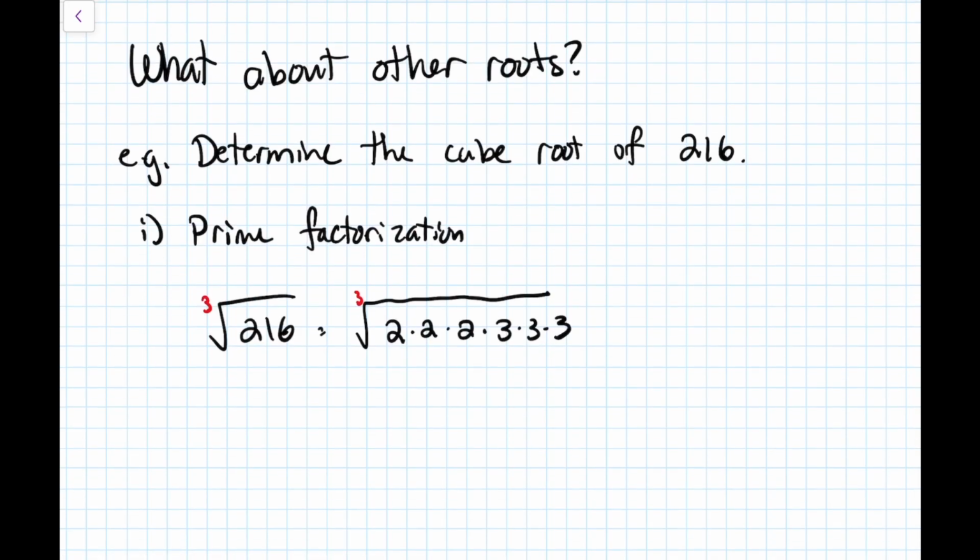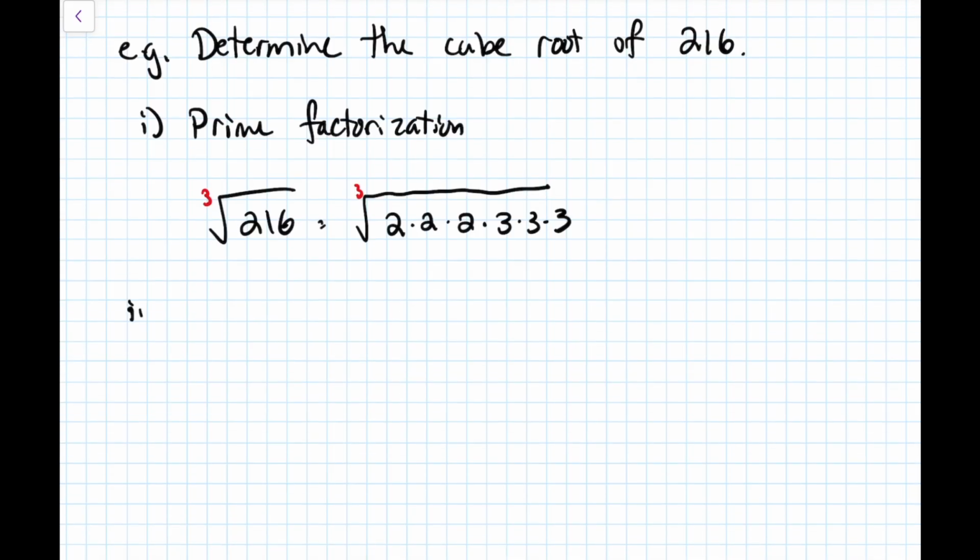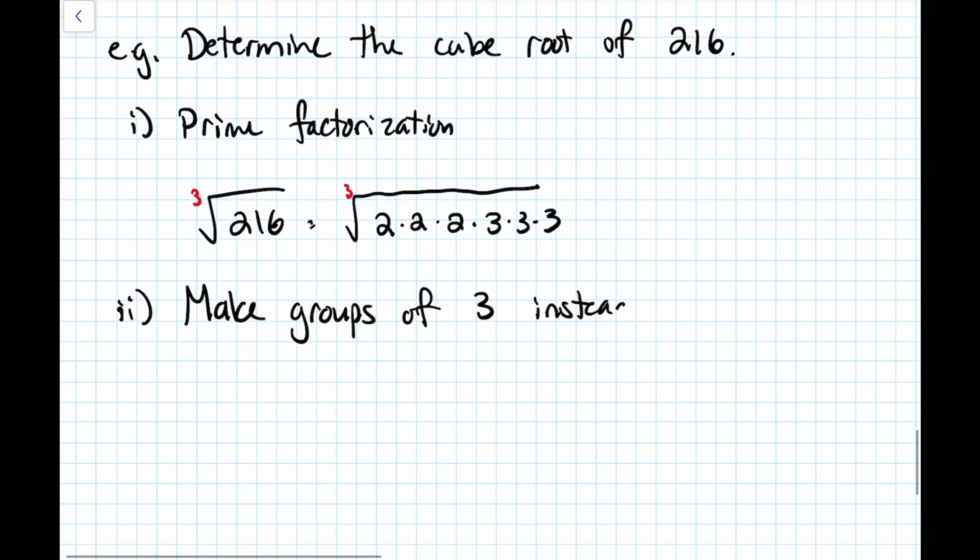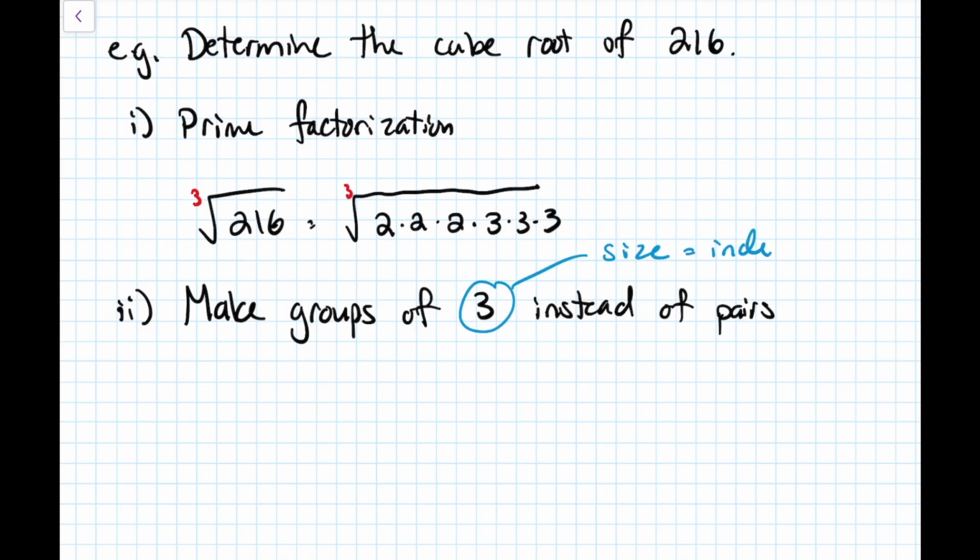And here is where the only real difference in this process happens, and it's a really small difference. You can probably even guess what it is. We're still going to make groups, but instead of making pairs, we're going to make groups of 3. And that extends to any other kind of root. You just make groups based off of the size of your index. So just think about your index. So if it's a fifth root, you'll make groups of 5.